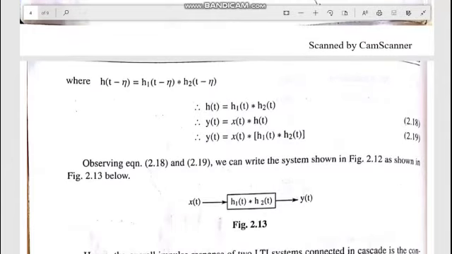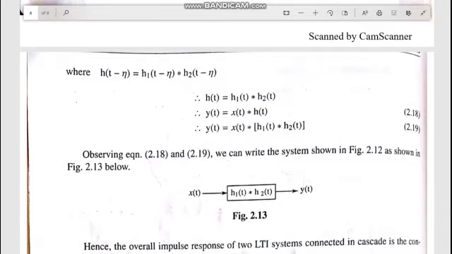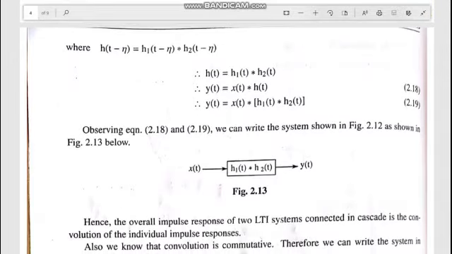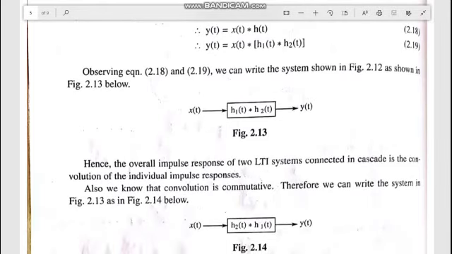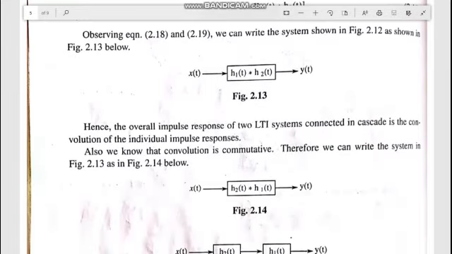Y of t is equal to x of t convoluted with h of t. So y of t can be written as x of t convoluted with h of t. What is your h of t? H of t is nothing but h1 of t convoluted with h2 of t. So the above equation will be represented in the block diagram like this: x of t is convoluted with h1 of t and h2 of t, which gives your y of t. Hence, the overall impulse response of two LTI systems connected in cascade is the convolution of the individual impulse responses.